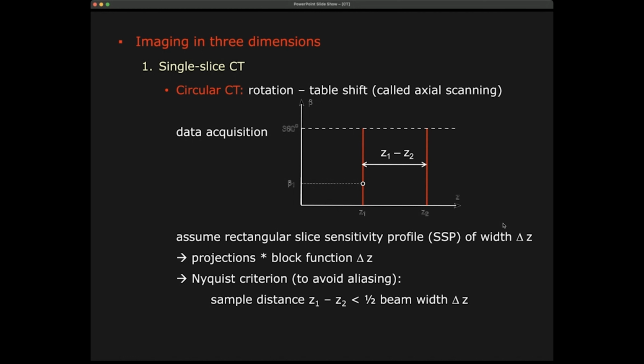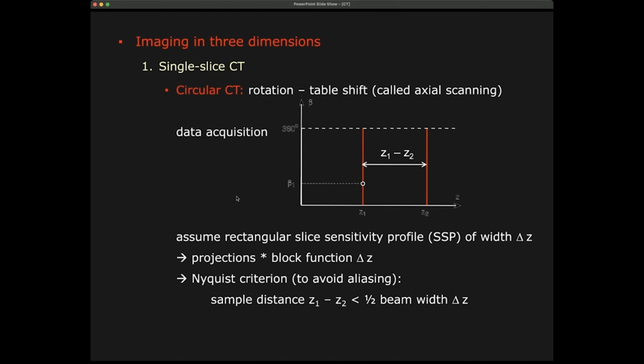Okay, so how do we make this further into a scanner? Because what we want is, of course, mostly to scan a part of the body, or potentially even the full body. Although with full body scans, of course, the dose can become very, very high, so you have to be careful with that. But what you mostly want is not just one slice. You want several slices.